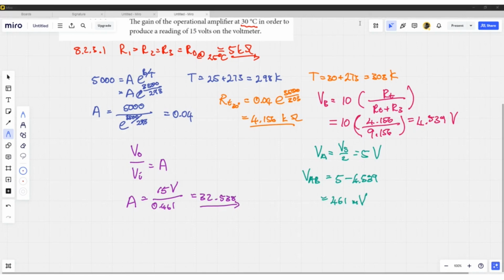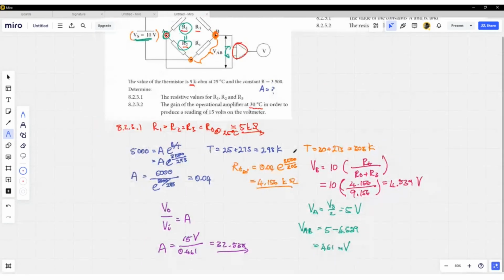Cool. Any questions up until this point? So you guys can see, you shouldn't be intimidated by Wheatstone bridges. They're actually really easy to work with.